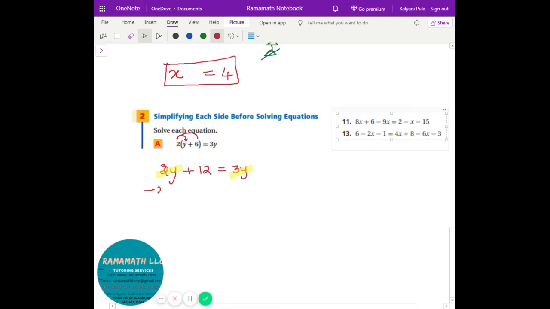2y. So I'm going to take away 2y here. But if I take away here, I need to take away this side too. So then I get 12. That gives 1y. So 1y is 12, and it's done already. So y is 12. Does that make sense?